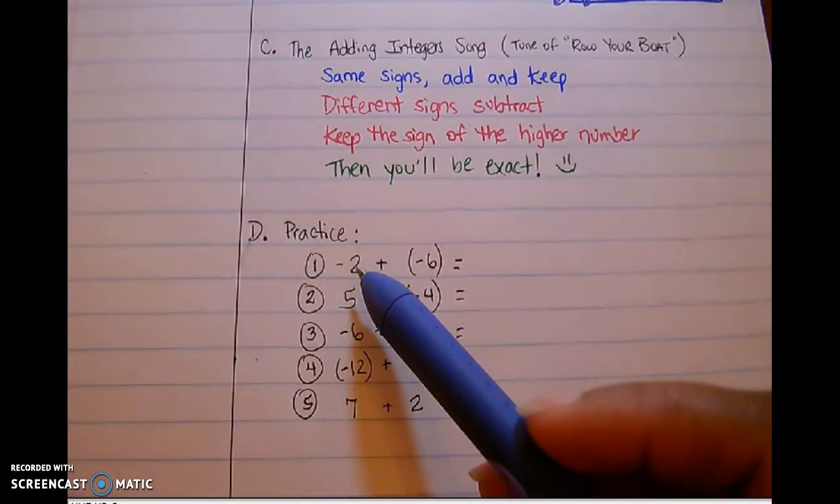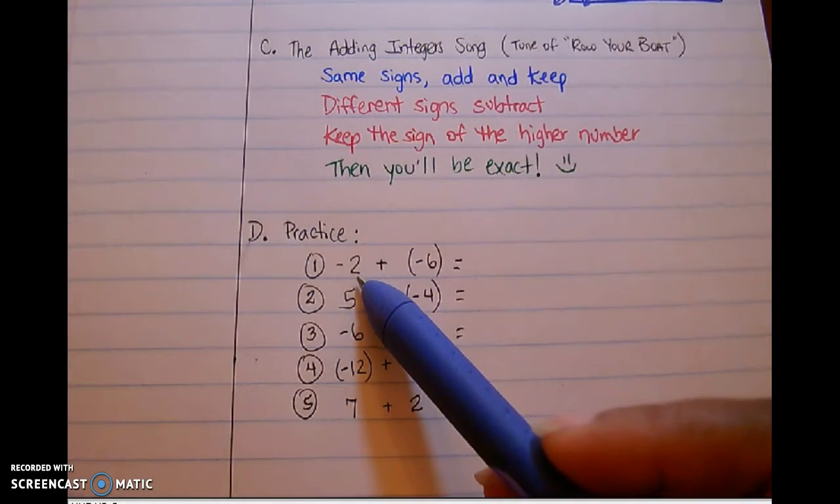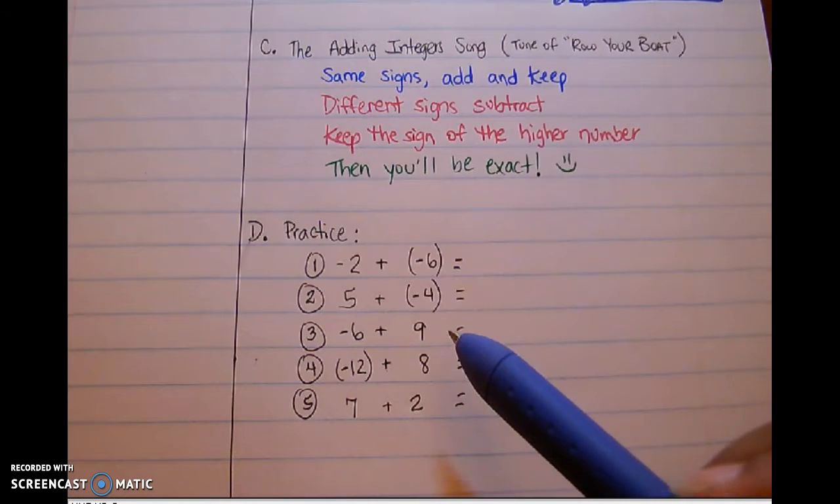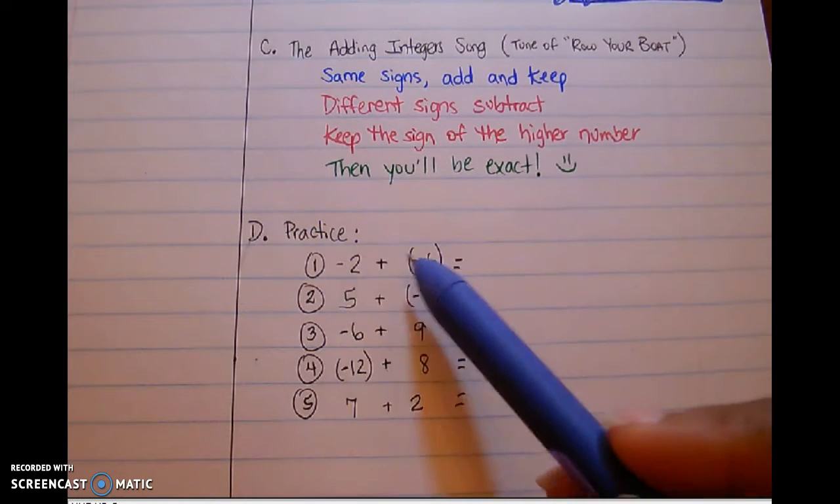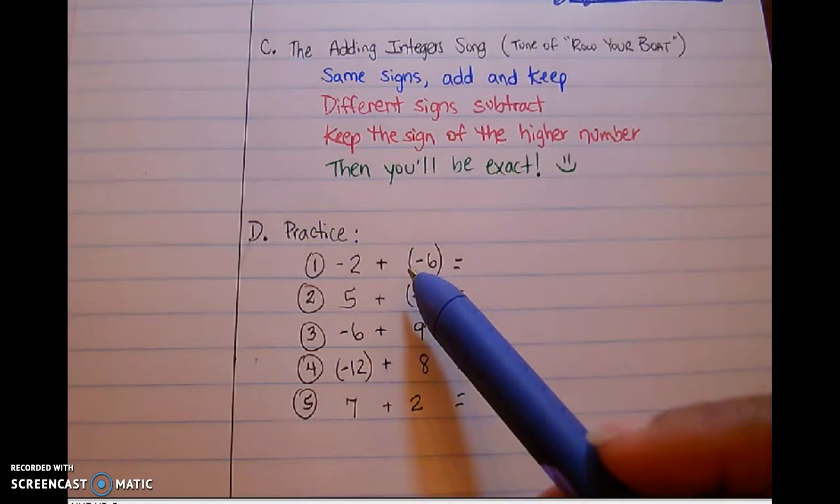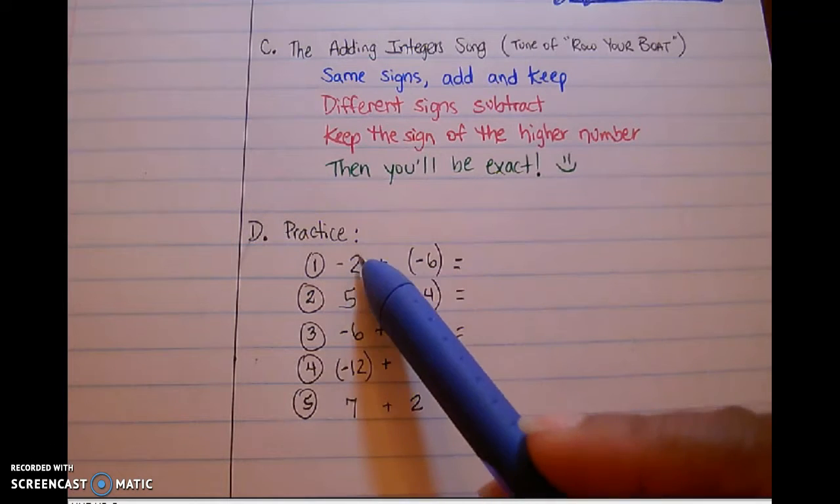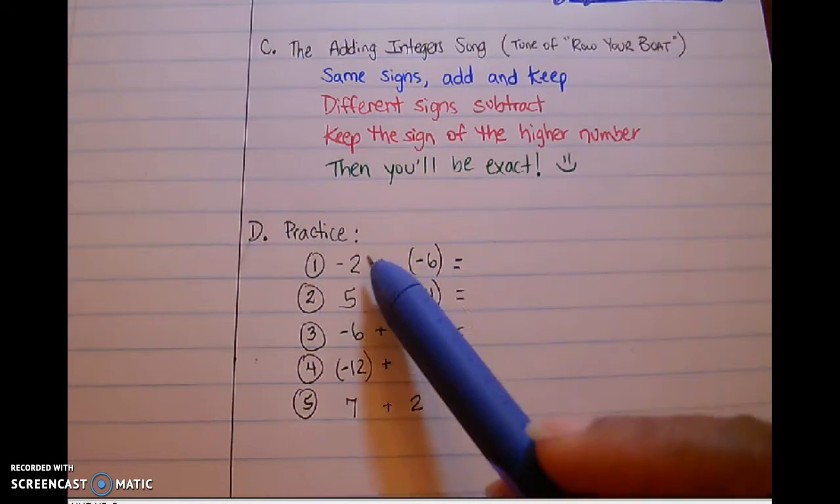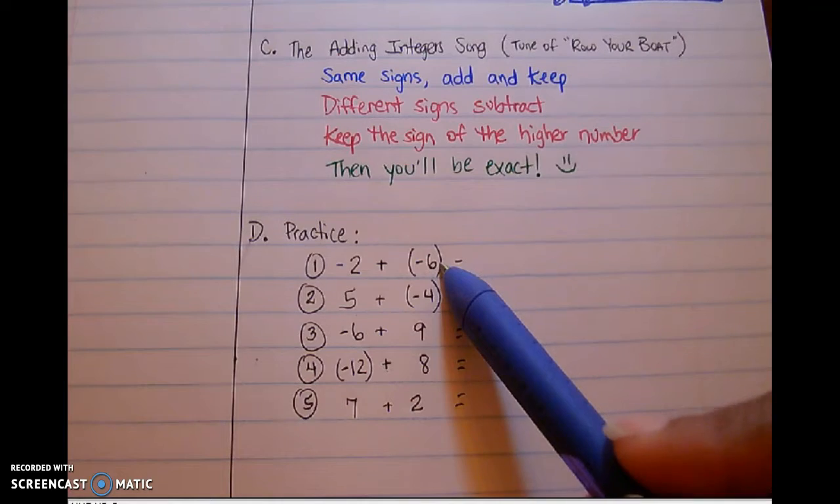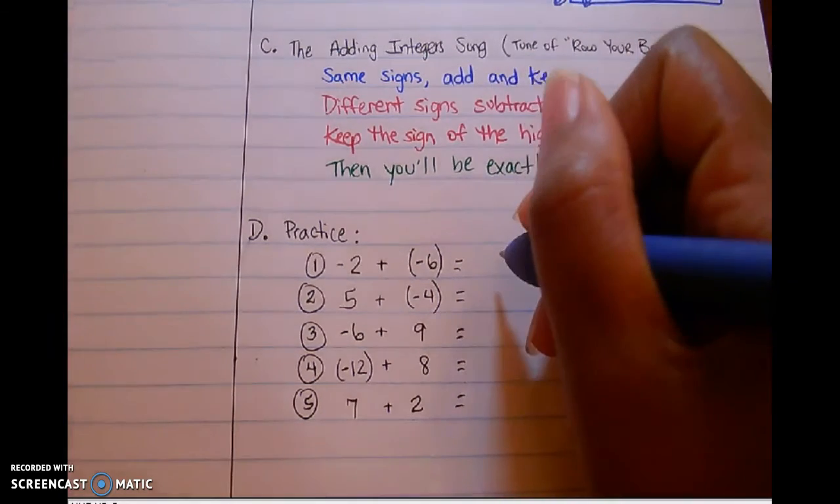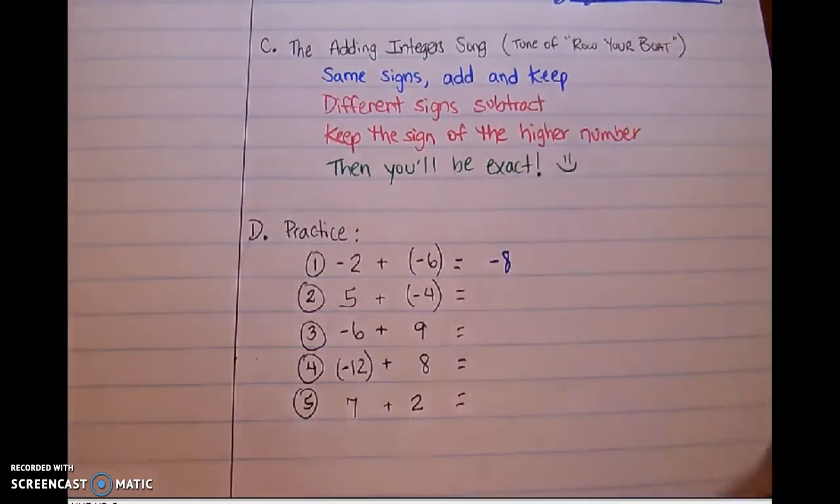Alright, so let's look at our first ones. We have -2 plus -6. Are the signs the same or are they different? Well, let's sing the song. Same signs add and keep. Okay, so we know we have the same signs. So we add these two together and we keep the sign. Okay, so our answer here will be -8.